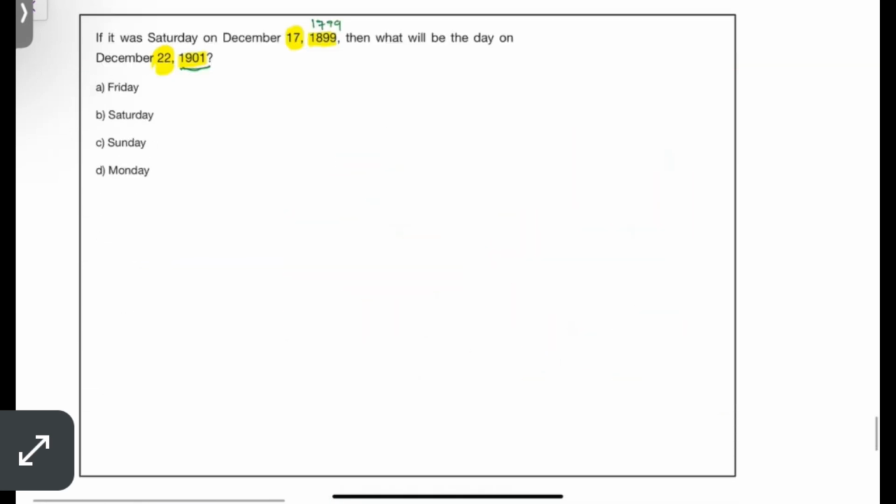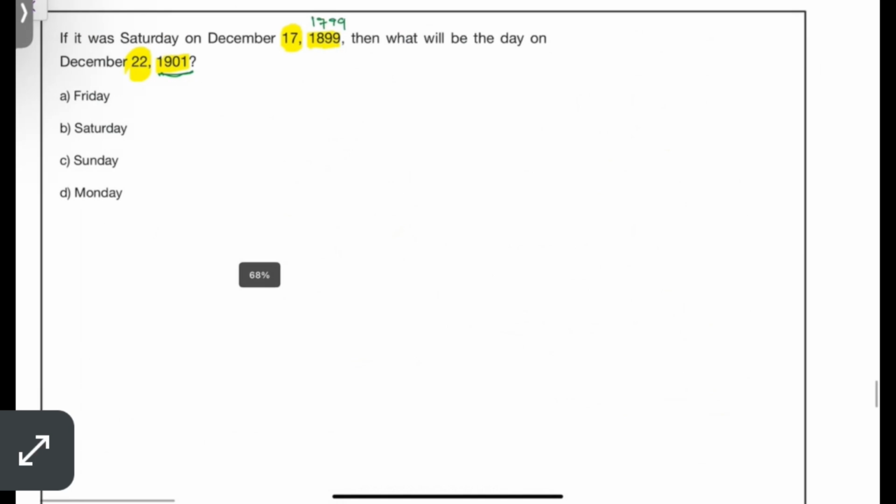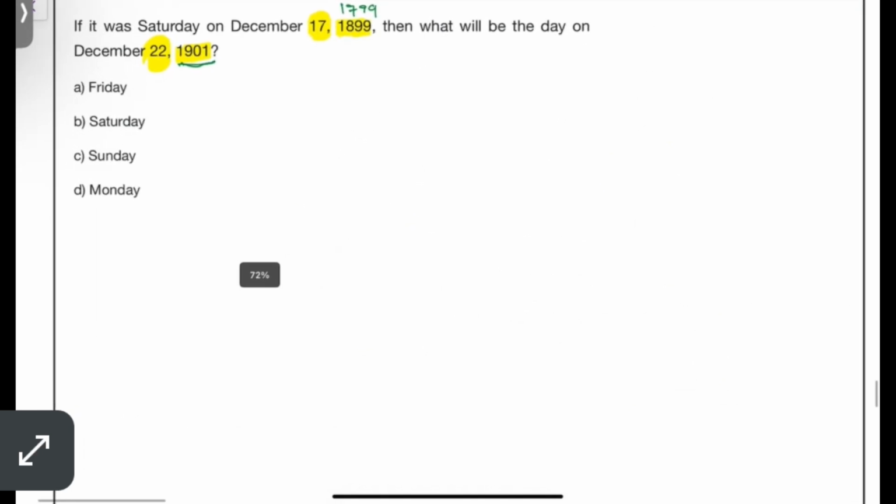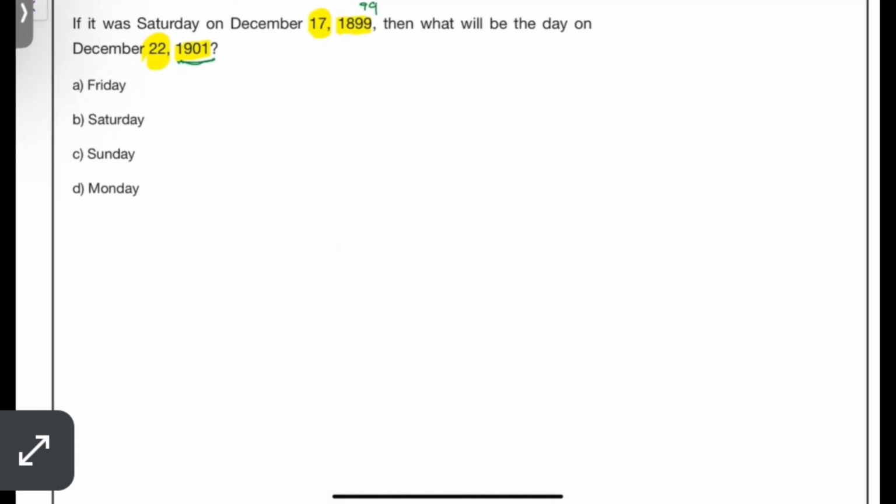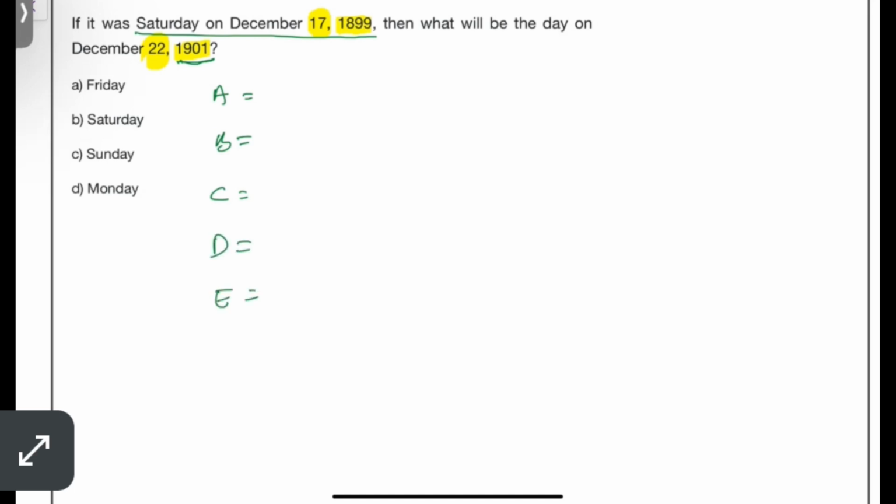I'll end with this one, okay? Whenever you see this kind of question, like I told you, even though there is a reference, you can directly go for the shortcut method that we have learned. So the shortcut method was what? A, B, C, D, E. I'll start with E.